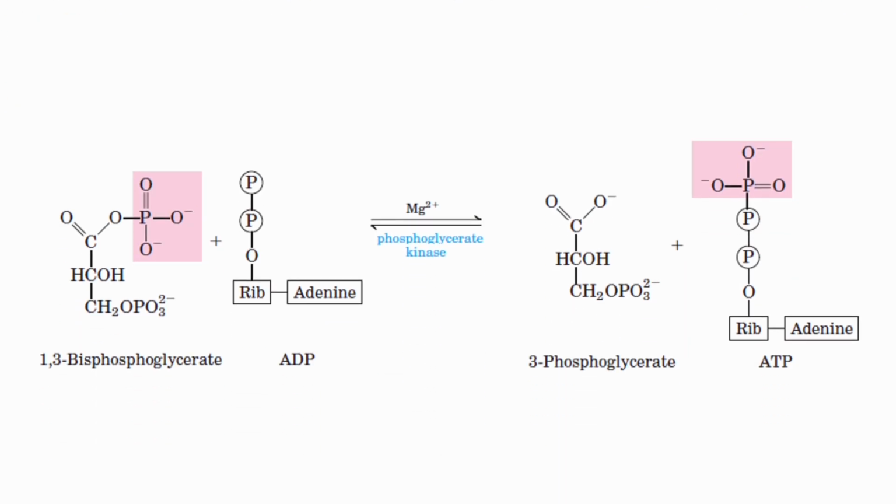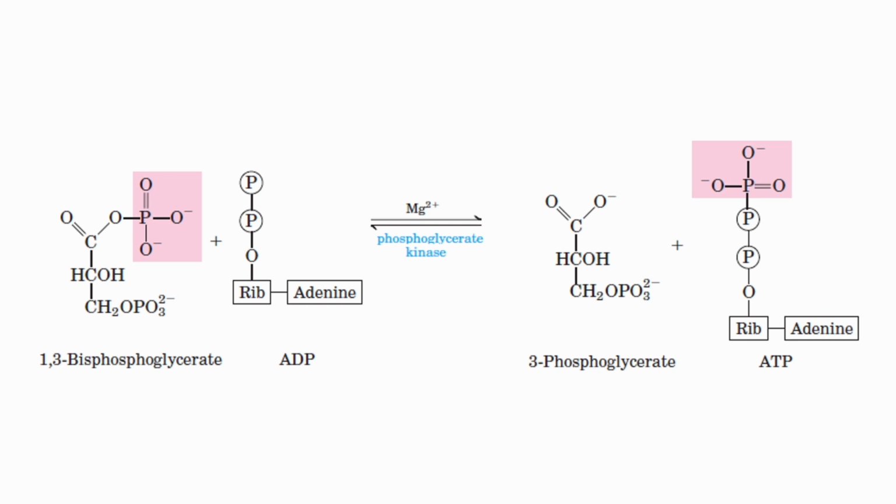Phosphoglycerate kinase transfers a phosphate group from 1,3-bisphosphoglycerate to ADP to form ATP and 3-phosphoglycerate. In this step, 1,3-bisphosphoglycerate is converted into 3-phosphoglycerate by the enzyme phosphoglycerate kinase. This reaction involves the loss of a phosphate group from the starting material. The phosphate is transferred to a molecule of ADP that yields our first molecule of ATP.